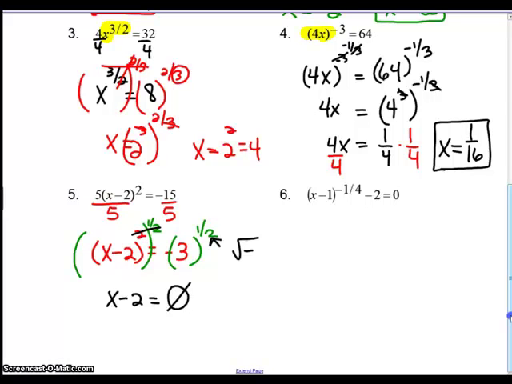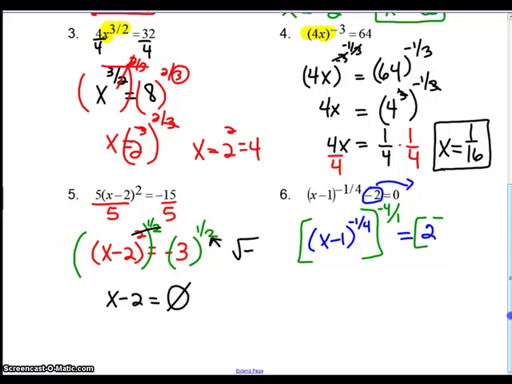Number 6, the 1/4 is on that whole quantity there. So the reciprocal of negative 1/4 is negative 4 over 1. So we're going to raise that to the negative 4 over 1. And I had this minus 2 here. I should have moved that over first, so that's equal to positive 2. So raise that side to the same power, negative 4 over 1 power.